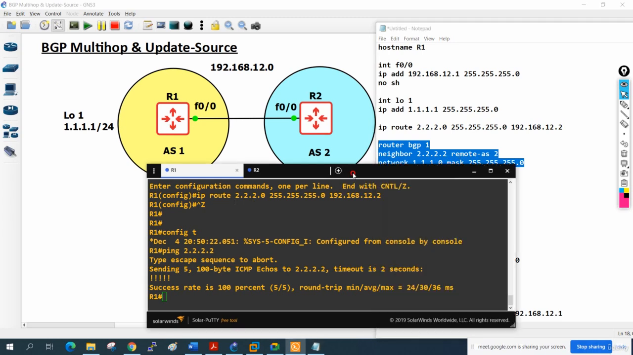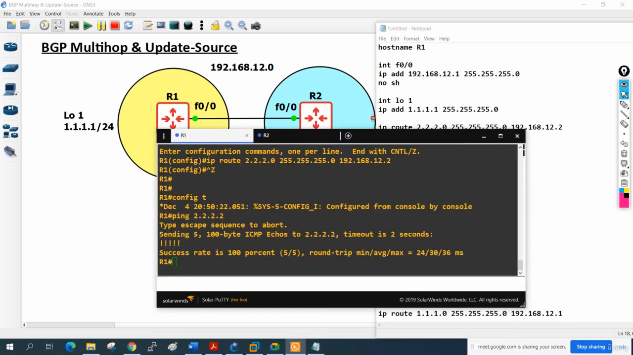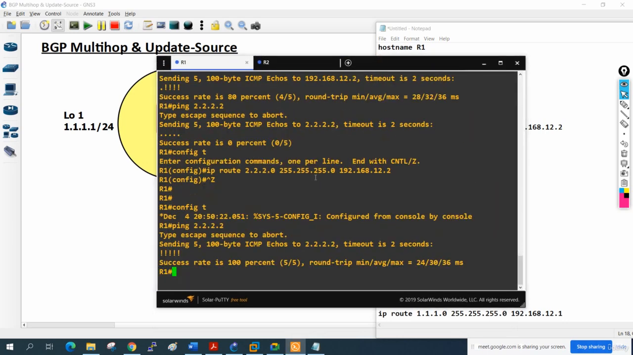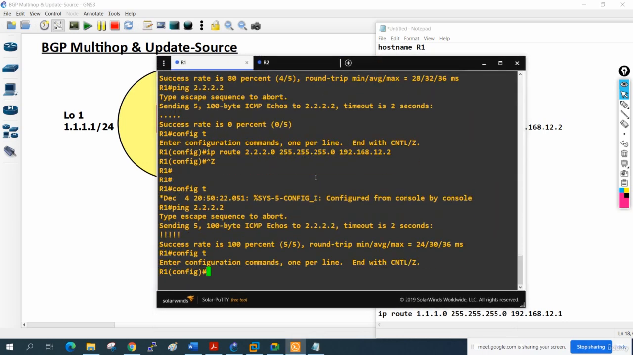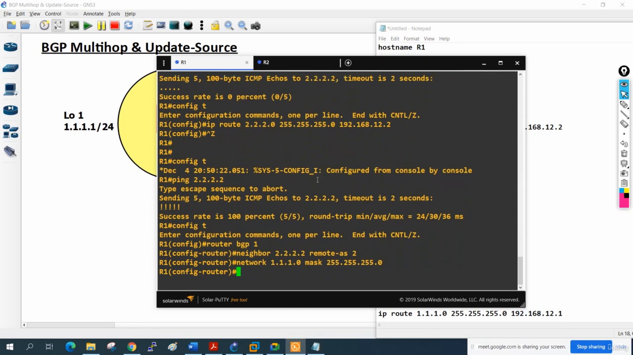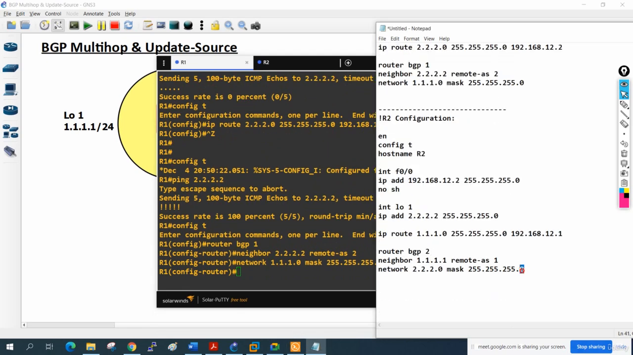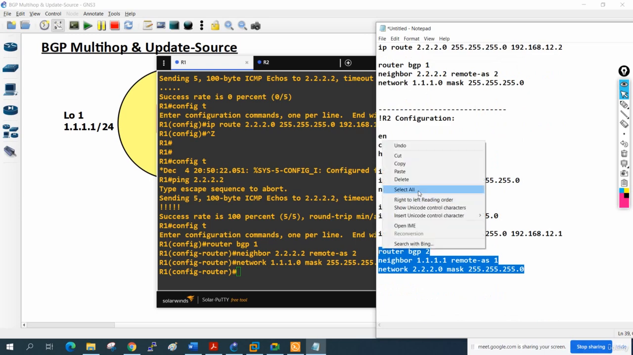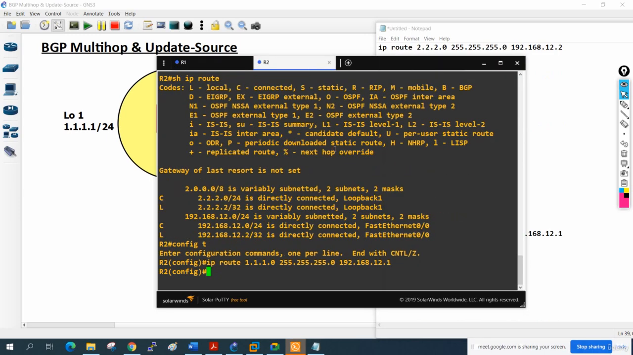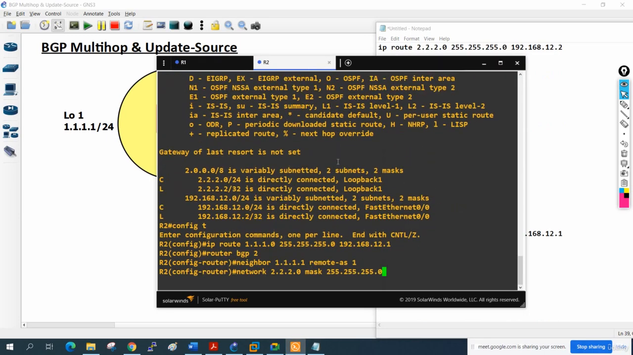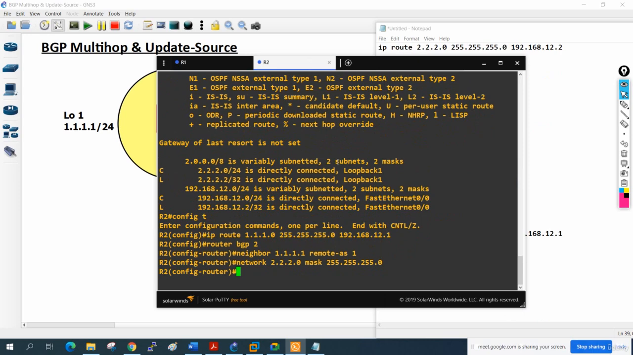So I will go into R1 in global configuration mode and paste here. This configuration I pasted here. Now I will go for R2. I will copy this whole thing, go into R2 and paste it here. So I pasted in R1 and R2. If we check, it will not work.